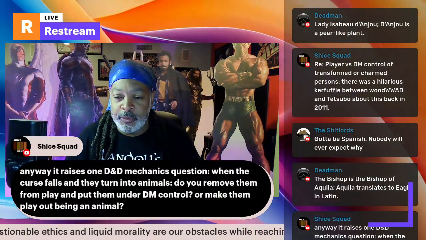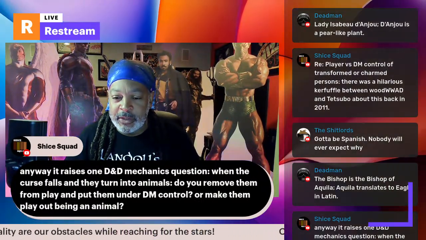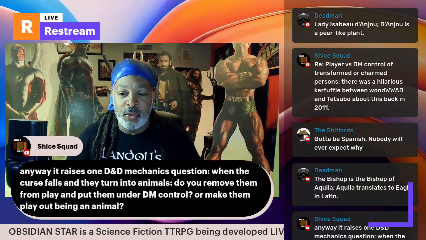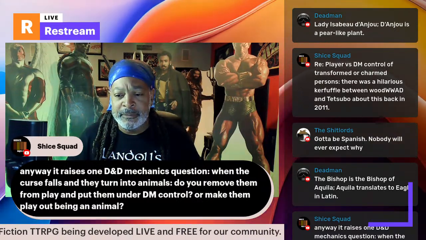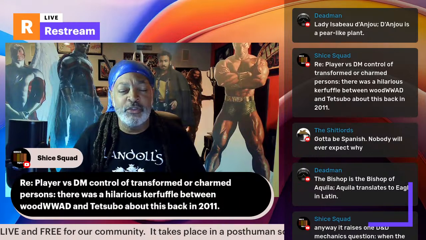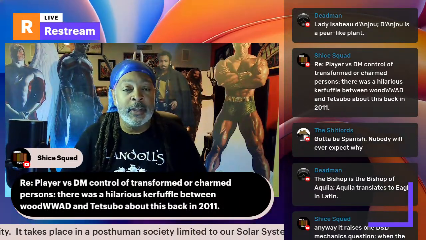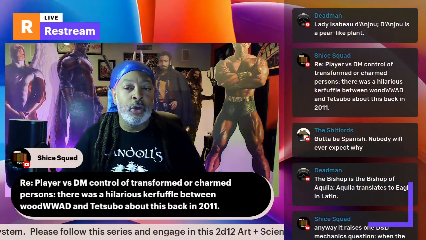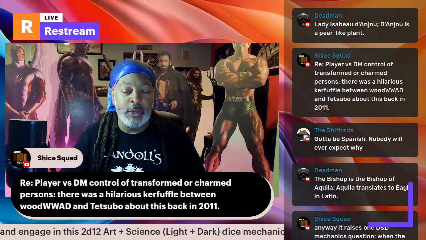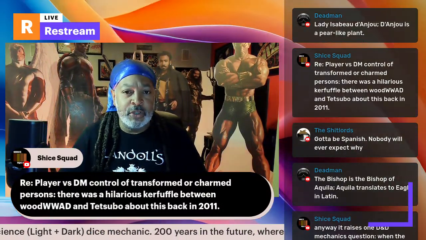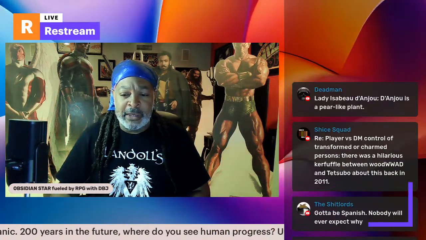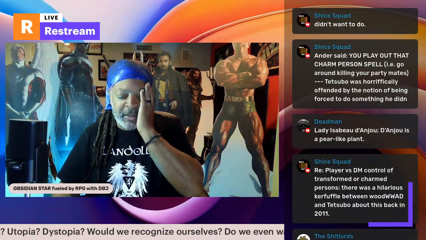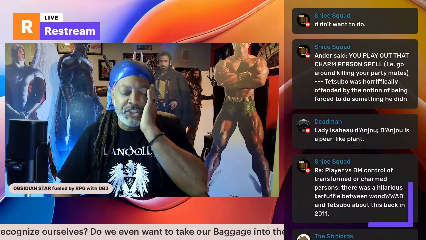Player versus DM control of transformed or charmed persons. There was a hilarious kerfuffle between Wuhad and Tetsubo about this back in 2011. Really? Yeah. I think he passed away, but I do remember that it comes up periodically: should a player play their character if they are mind controlled or somehow cannot act in the way they normally want to act, or should it just be DM control? And this goes back into the idea of players not being able to participate because of the randomization or the actions that they've chosen.